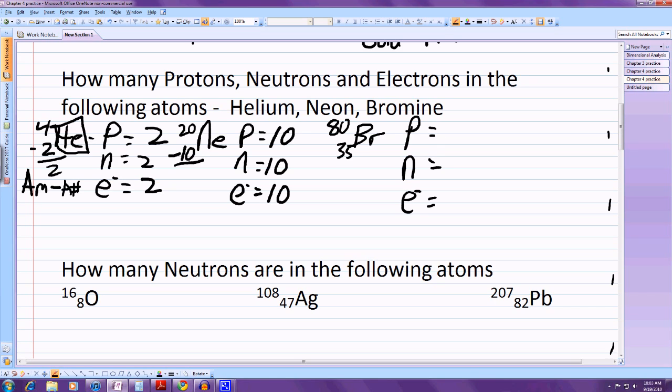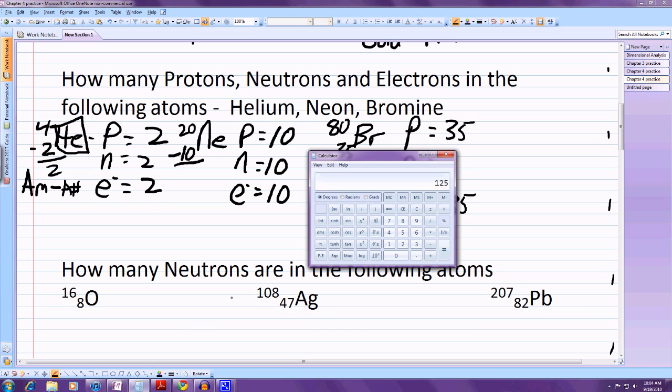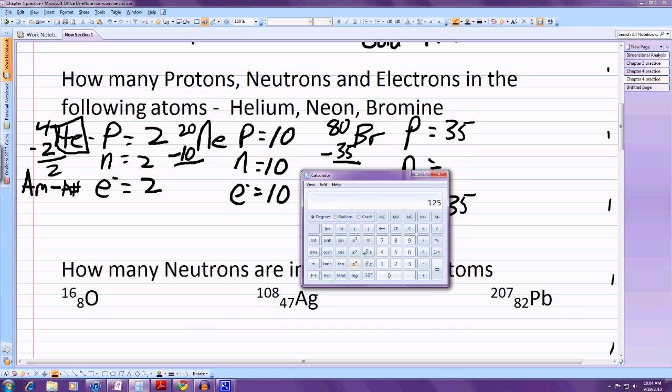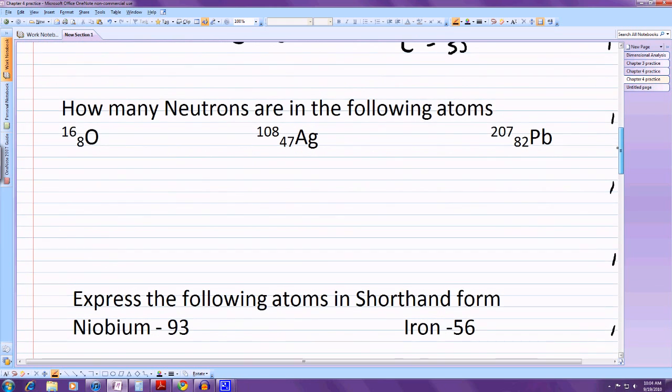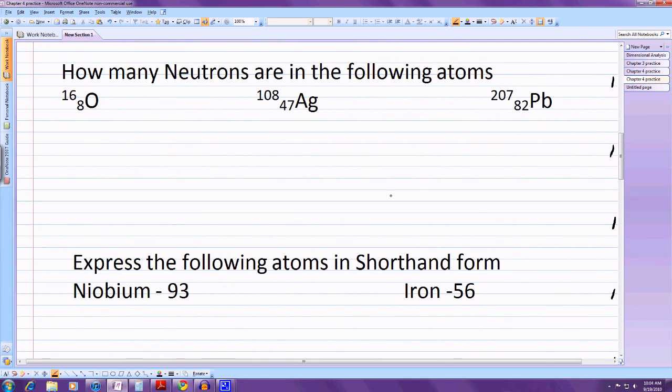Protons we find from the atomic number, so we have 35 protons. We have 35 electrons, and neutrons, 80 minus 35. Do we need a calculator? Well, let's might as well do that to show it. So 80 minus 35 equals 45. So we've got 45 neutrons. Any element on the periodic table we can do this for. Pretty simple, pretty straightforward. Alright, so let's do a couple more problems here before we end this section.